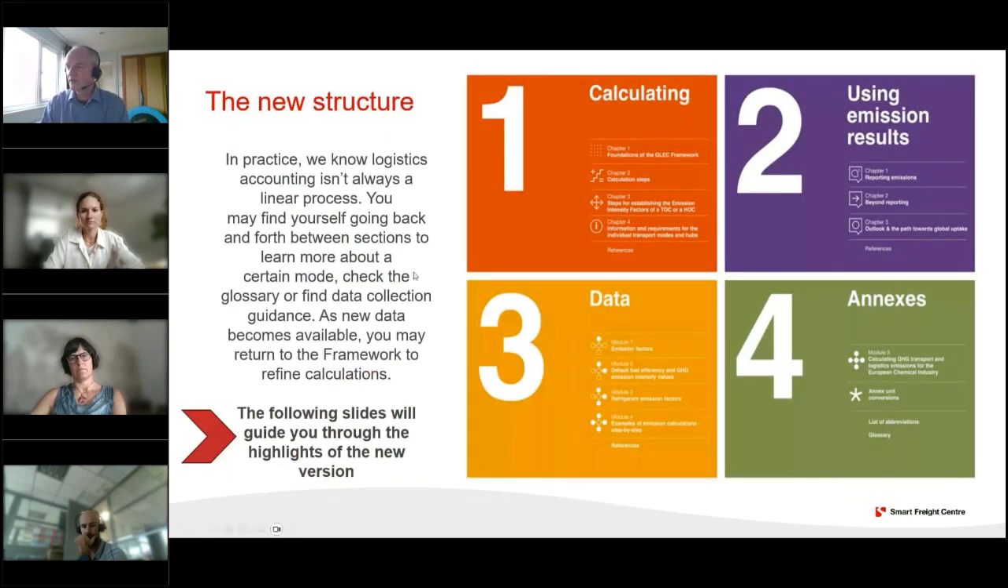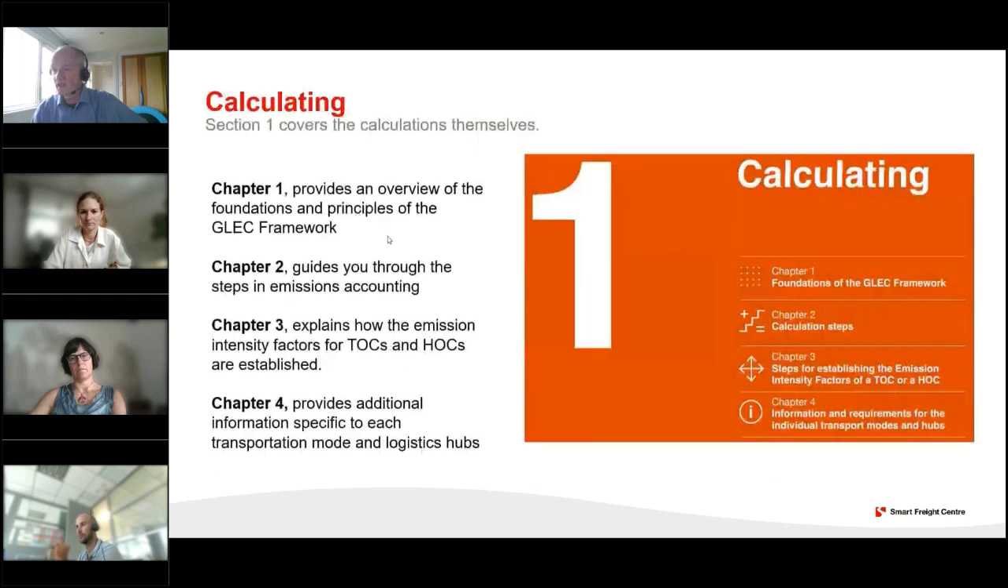When you get to the GLEC framework and the new structure, it's basically split into 4 elements. The first focuses on calculation, use of emission results, backup data in the calculations, and then some further annexes, including a sector annex for the chemical industry. And I'll quickly run through some of the elements of that.